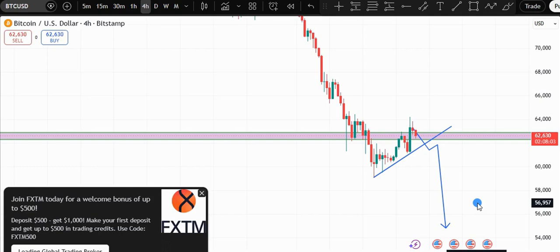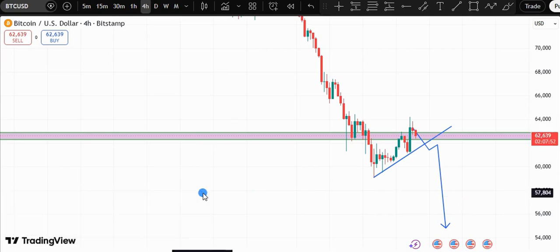But overall, I'm still very much bullish. So that's what I still have to say for this week. I'm still very much bullish on GBPUSD and BTCUSD. But then let's see what really happens as the day goes by. So that's that on BTCUSD.